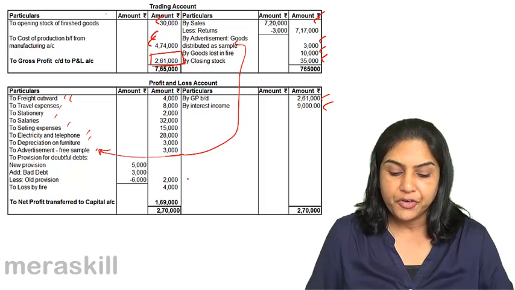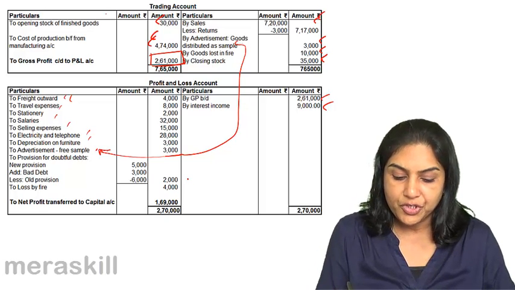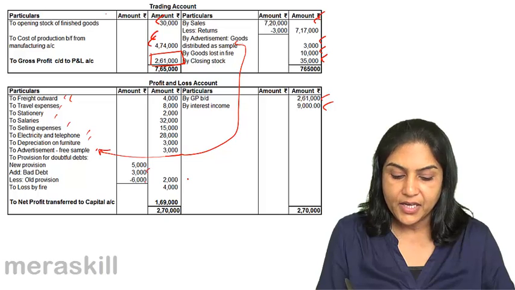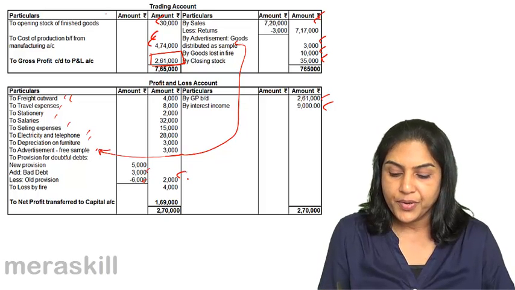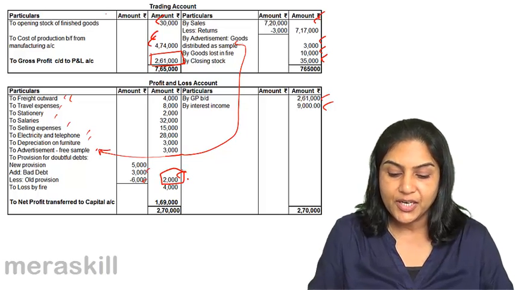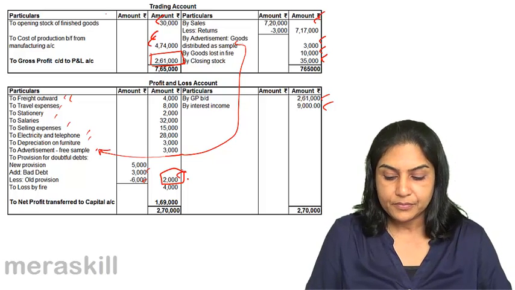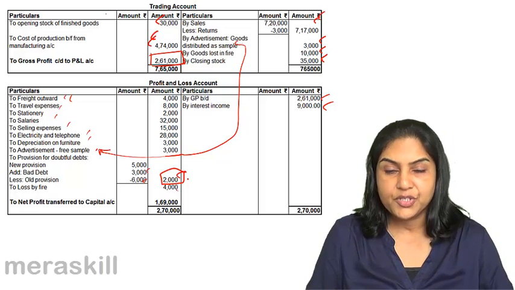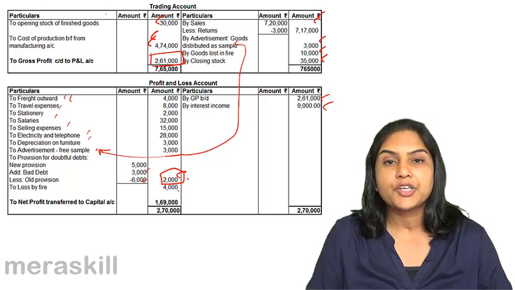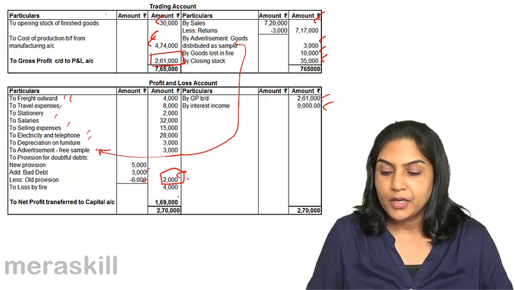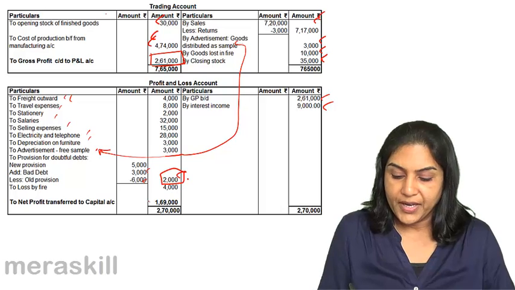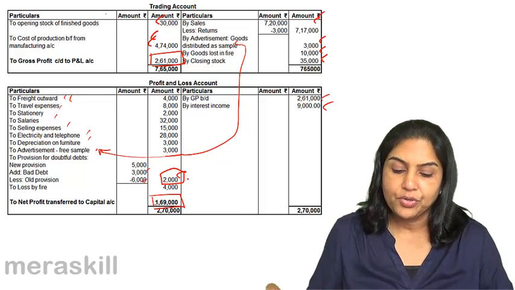The provision for doubtful debts, new provision of 5,000, bad debt 3,000, less old provision, we get 2,000 which is additionally created. Loss by fire was the net loss after the insurance claim. So we get net profit transferred to capital account.